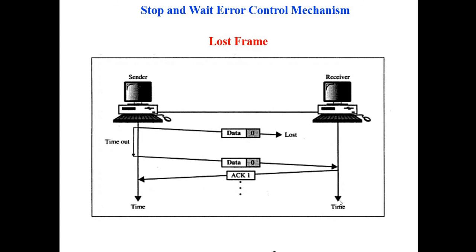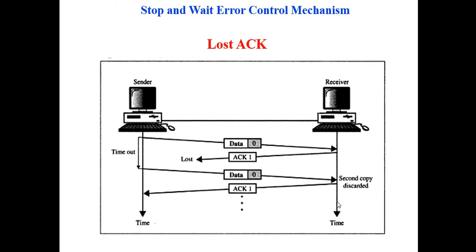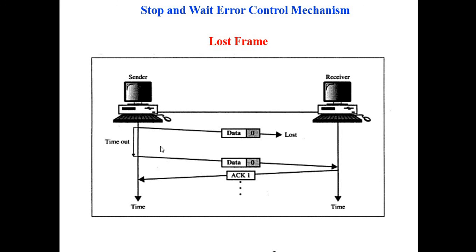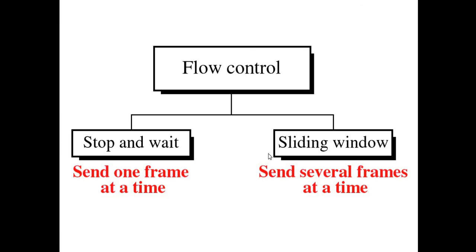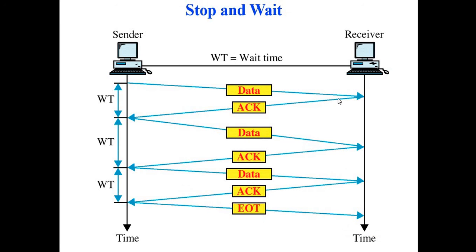Next is lost frame and lost acknowledgement. So this is about stop and wait ARQ, where one frame is transmitted at a time. That one frame is received at the receiver, an acknowledgement for that one frame is sent, and after that the next frame is transmitted. Frames are alternately numbered ones and zeros.